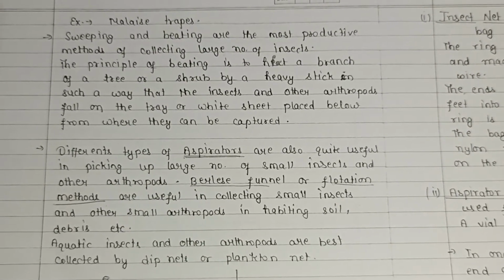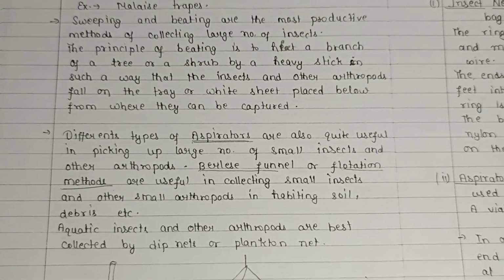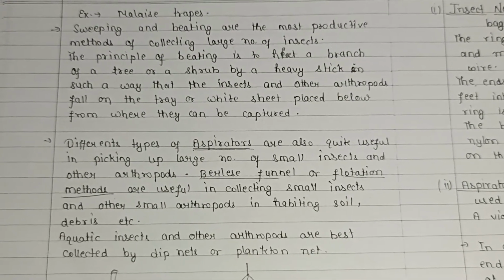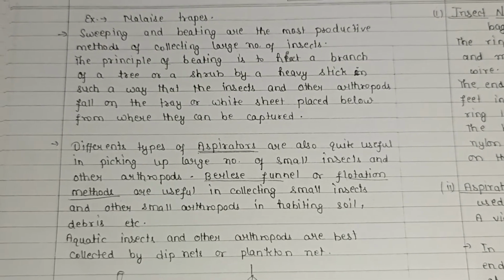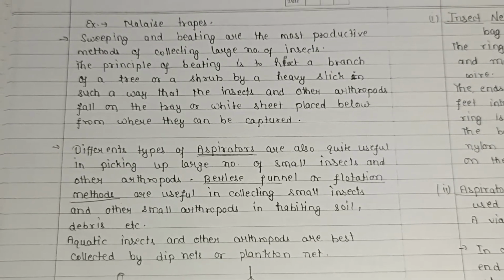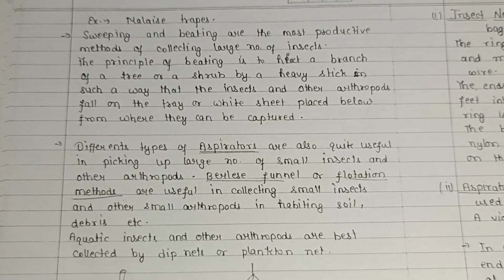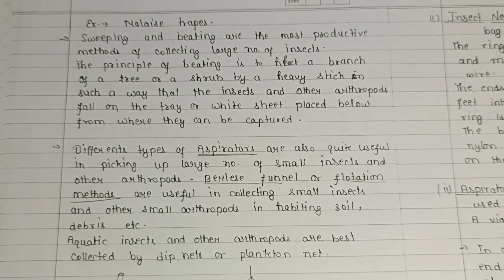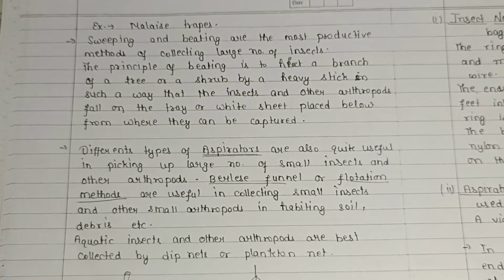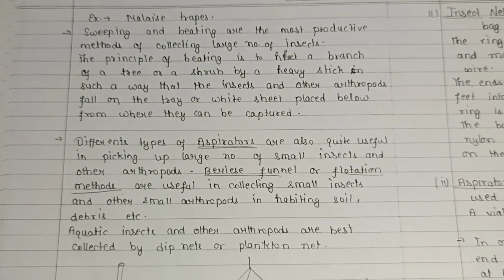Sweeping and beating are the most productive methods of collecting a large number of insects. The principle of beating is to hit a branch of a tree or a shrub with a heavy stick in such a way that insects and other arthropods residing on that tree fall on the tray or the white sheet placed below, from where they can be captured. This is basically the simplest method utilized for capturing insects. What we have to do is hit a branch of a tree, and then all the insects residing there will fall down and can be captured easily.